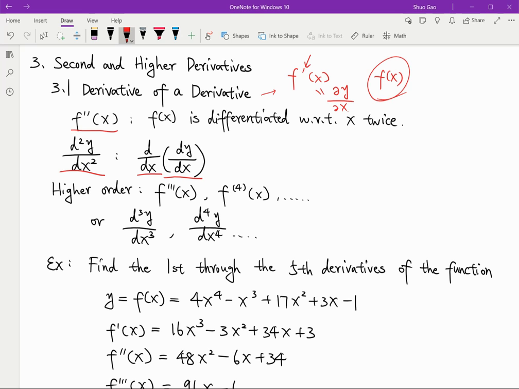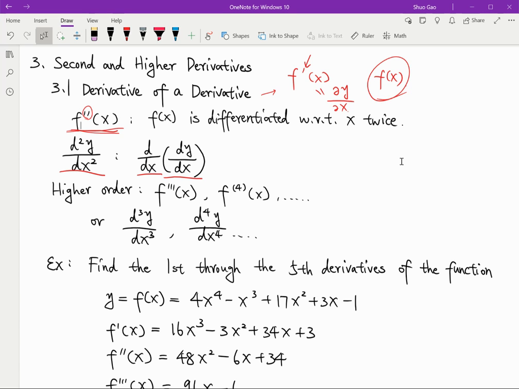Or let's say we take the derivative of function f twice. And we can use f double prime x to denote the second derivative. Right, here we have 2 primes, which means we take the derivative of function f twice. So f double prime x means f(x) is differentiated with respect to x twice, or f prime x is differentiated with respect to x once. Right, it's the derivative of the first derivative.